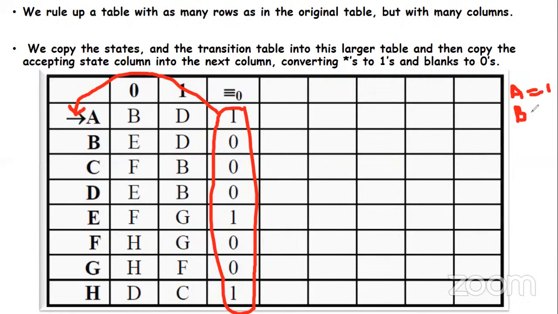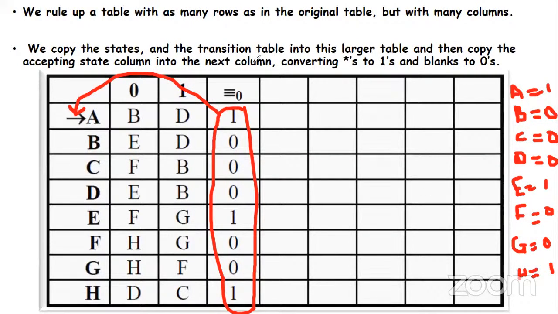B takes up the value of what? 0. C takes up the value of 0. D takes up the value of 0. E is an accepting state, so it takes up what? 1. F takes up the value of what? 0. G equals 0. And what? H equals what? 1, because it is an accepting state. I hope you are all following.